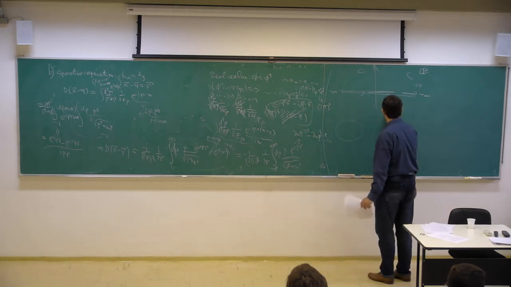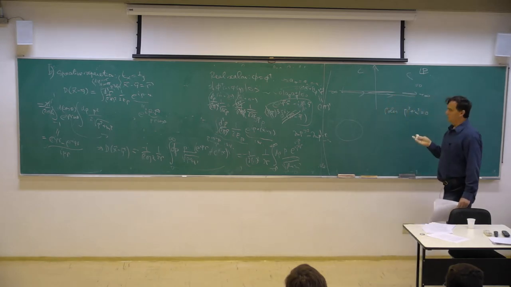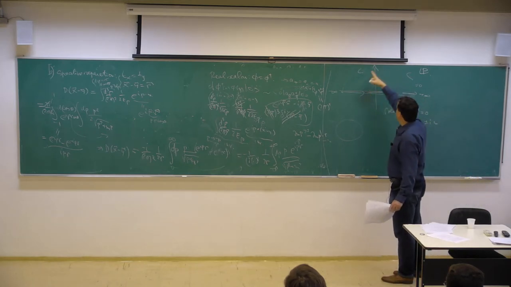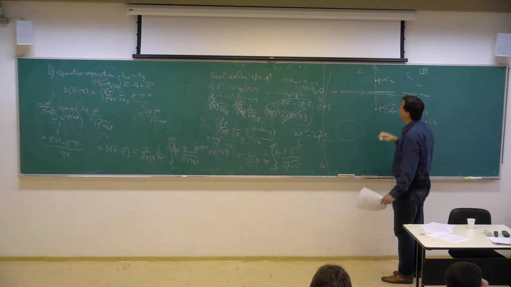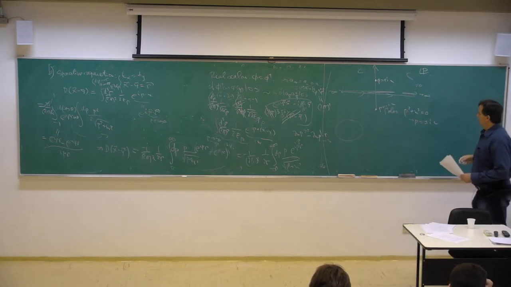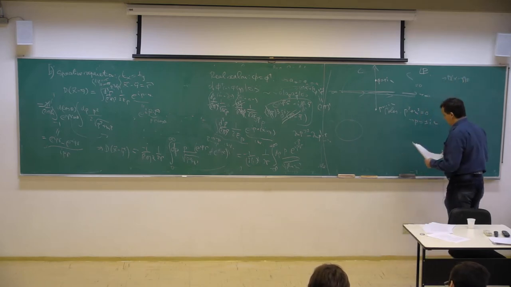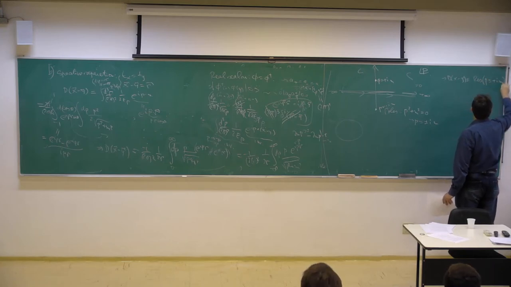So poles are at p squared plus m squared equal to zero, which of course doesn't have a real solution, but we're in the complex plane. The solution is plus or minus im, right? But we're only interested in the pole in the upper half plane, which is at p equal to plus im. There's another one here, minus im. Okay? So my integral of D(x minus y) is equal to the residue at p equal to plus im, right?